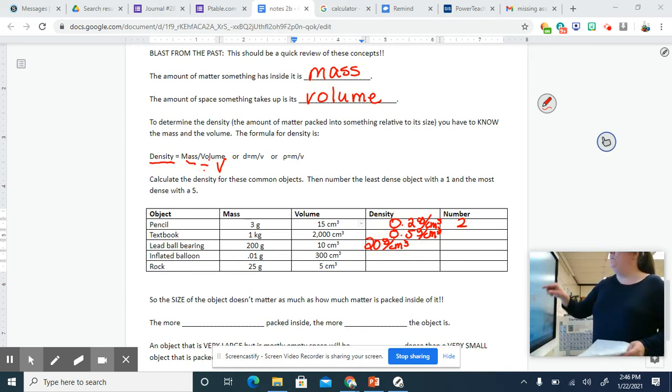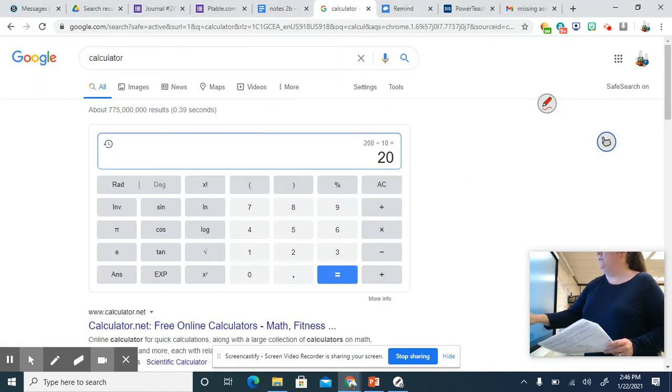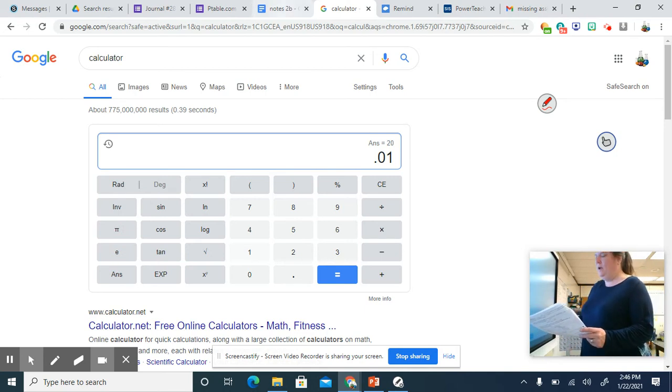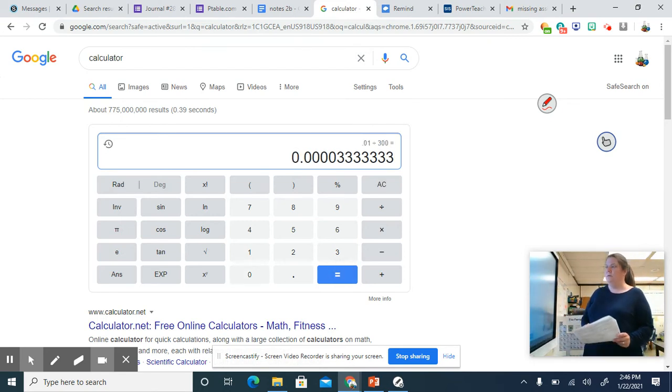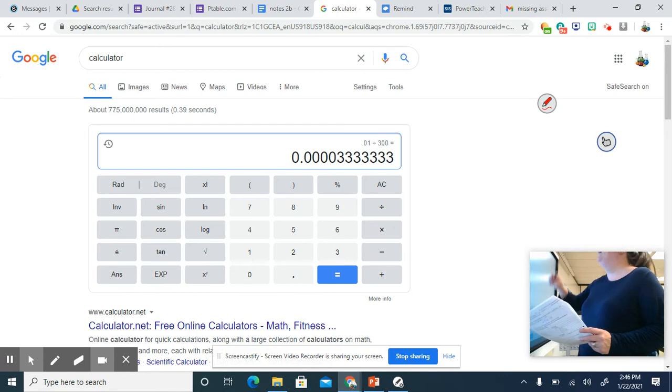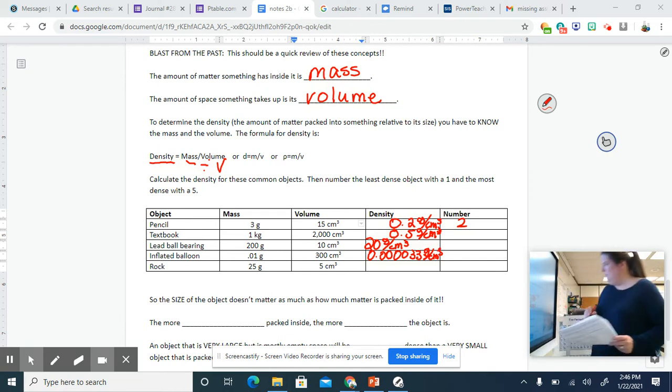Inflated balloon. So we have 0.01 grams divided by 300 centimeters cubed equals. All right. We need to write small here. We've got 0.0000, there's 4 zeros there, 3 grams over centimeters cubed. Whew. All right. Last one, rocks.